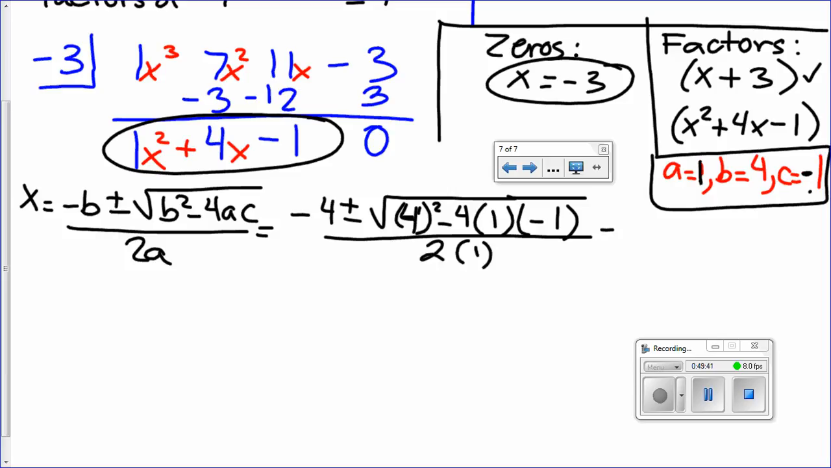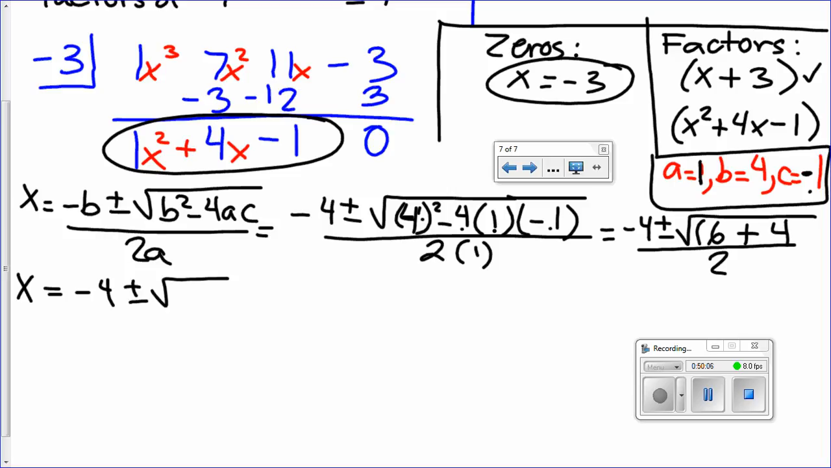So now let's simplify a little bit. Negative 4 plus minus square root. 4 squared, 16. Negative 4 times 1 is negative 4, times negative 1 is positive 4. Everything over 2. So x will be negative 4 plus minus, what is 16 plus 4? 20. Everything divided by 2.